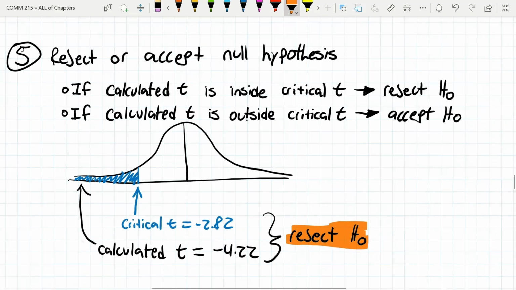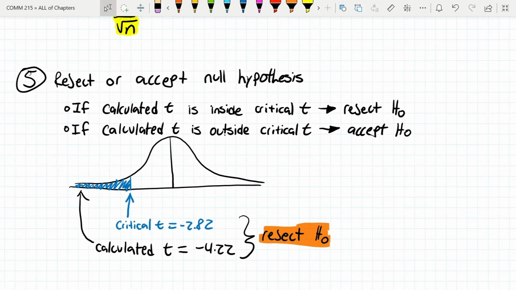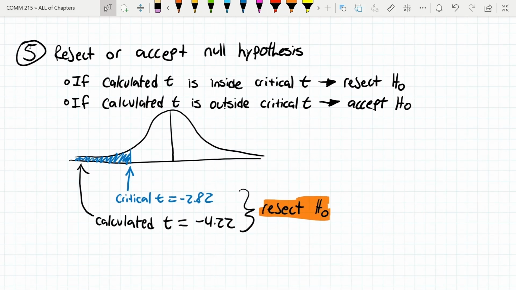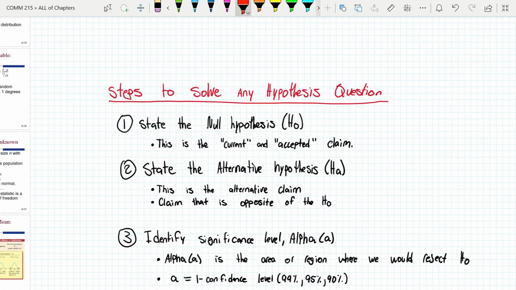So hopefully you guys can understand when to use a t-test or z-test and how you can apply it to our questions and how we can reject or accept our null hypothesis. We'll be talking about the steps to solve any hypothesis question. So the first step is to state the null hypothesis. So I'll do that in green. And the null hypothesis is the current and accepted claim in the moment.